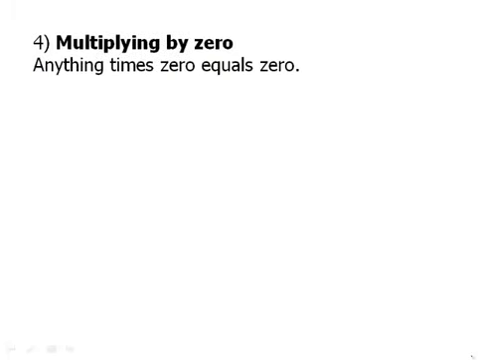Multiplying by 0, anything times 0 equals 0. Again, very simple. So A times 0 equals 0 times A equals 0. So we're perfectly allowed to multiply by 0, and we always get 0. We're not allowed to divide by 0. That's a very important point.